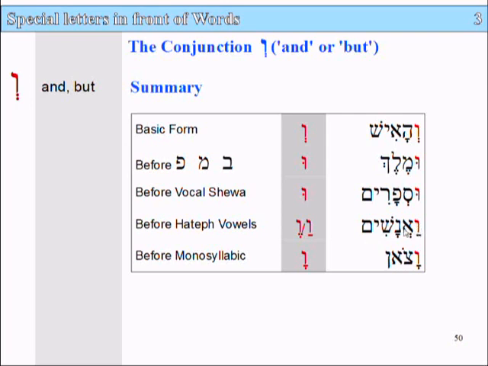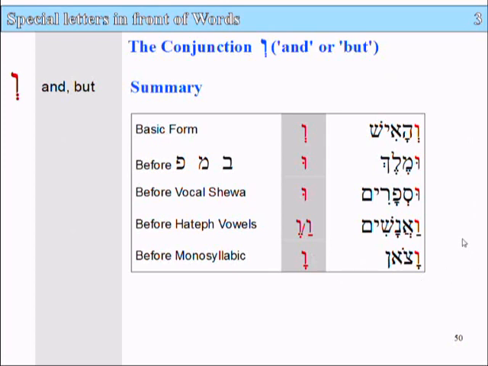becomes va'anashim. And before monosyllabic words, like the word tzon, it's just one syllable, you put the vav in front and it takes on a kametz, and it's just a long ah sound, so it becomes vatzon. Vatzon. So those are the rules regarding the vav, but just be aware that if you've got a vav in front of a word, it just means and.